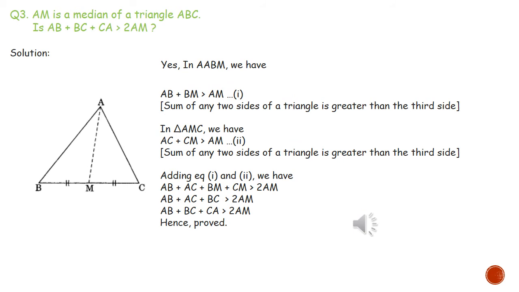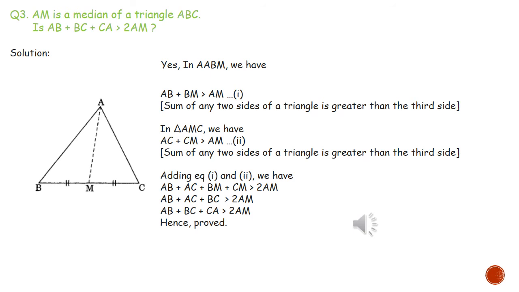Question number 3. AM is the median of a triangle ABC. Is AB plus BC plus CA greater than 2AM? Now we are considering the sides of the triangles, triangle ABM and triangle AMC. Now median means the midpoint. So BM is equal to MC.